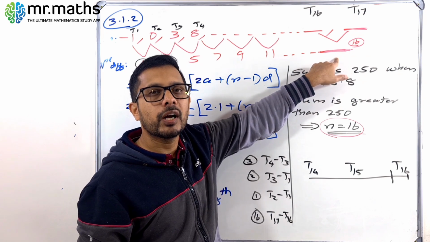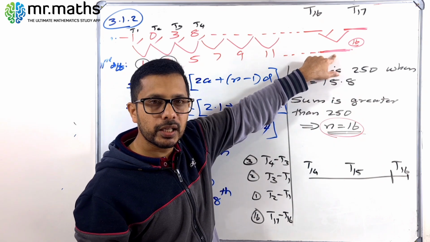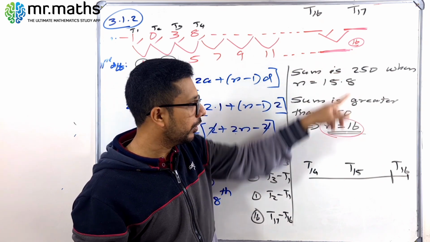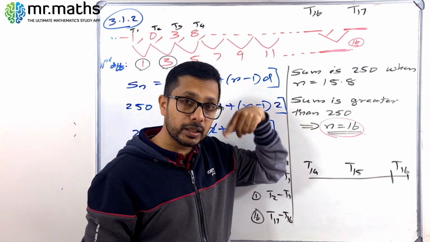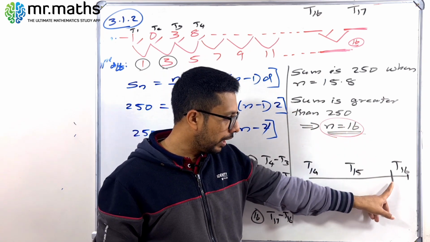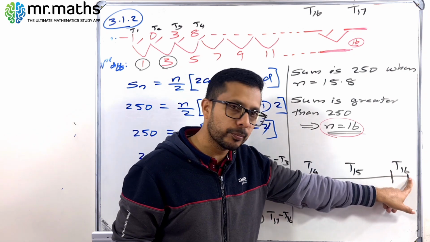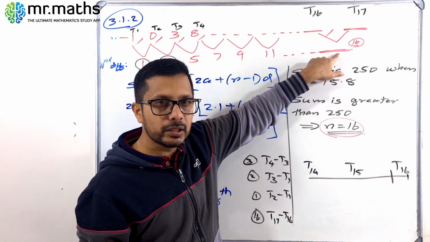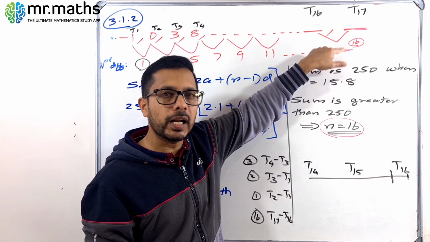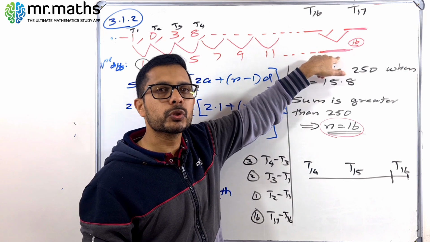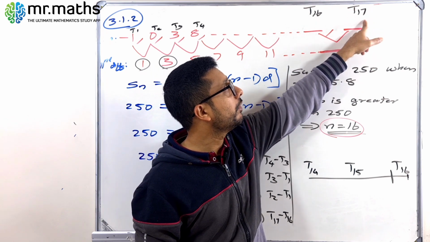Okay. So what is the position of the first term that gives the sum greater than 250? Here we know that sum greater than 250, what is the first term? Greater than 250. 215 is 15.8. Greater than 250 means 16th term. Okay. So 16th term is the sum greater than 250. So that 16th term, what is the position of the quadratic number pattern? Position of the 17 minus 16.